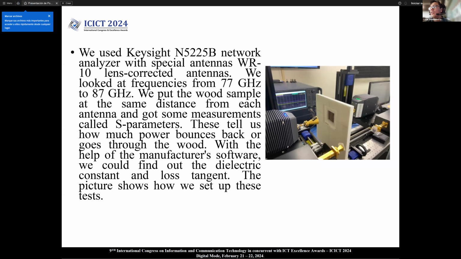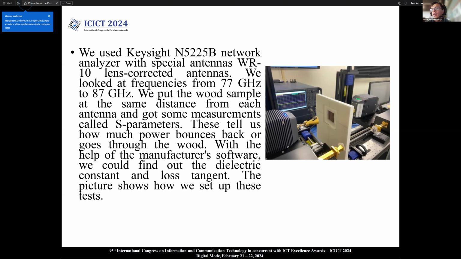We use this model of VNA, and these are the parameters. We use lens corrected antennas. We look at frequencies from 77 gigahertz to 87 gigahertz. We put the wood sample at the same distance from each antenna and got the same measurements called the S parameters. This tells us how much power bounces back or goes through the wood.